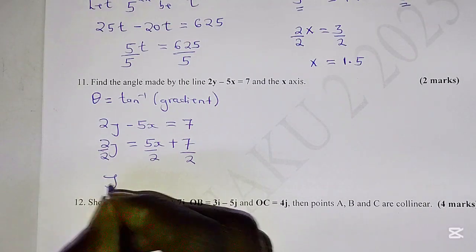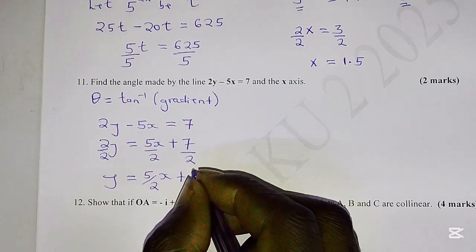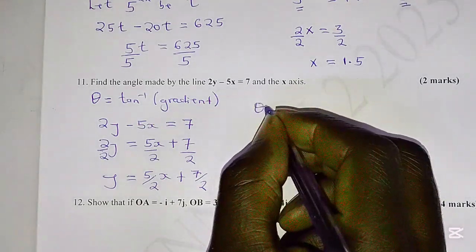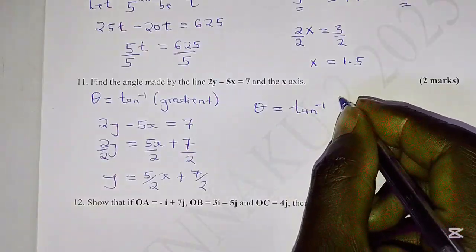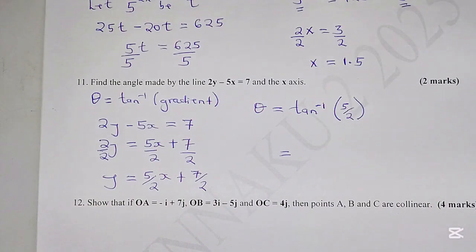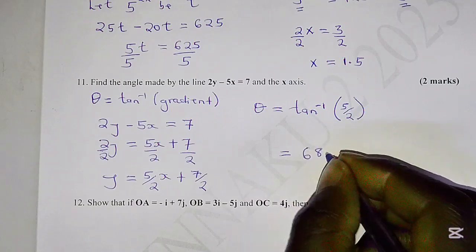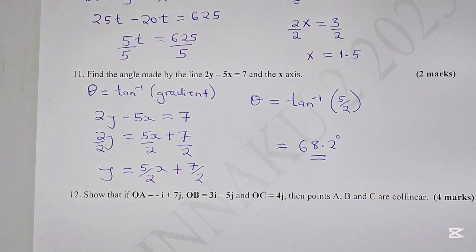So it means that the value of y is equal to 5 over 2 x plus 7 over 2, or just 3.5. So for us to find theta, theta is going to be the tan inverse of the gradient. The gradient is what? 5 over 2. 5 over 2 is the same as 2.5. And what do we get as the angle in this particular case? Using a calculator, you get the angle is 68.2 degrees.